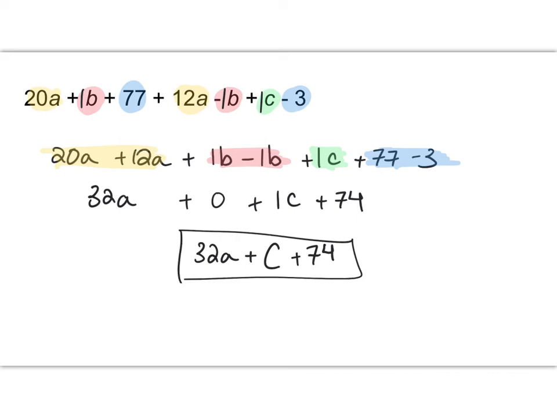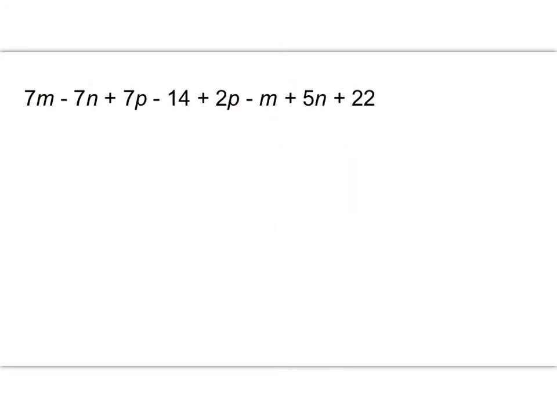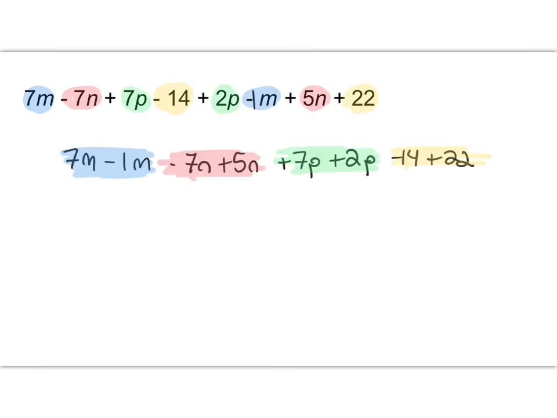Let's look at one more example together. Let's start out by highlighting the things that go together by highlighting our like terms. All right, and now I'm ready to rewrite my expression. Now this doesn't look so hard anymore. So let's work on combining these. 7m minus 1m is 6m. Negative 7n and positive 5n would be the same as negative 2n. 7p plus 2p is 9p.